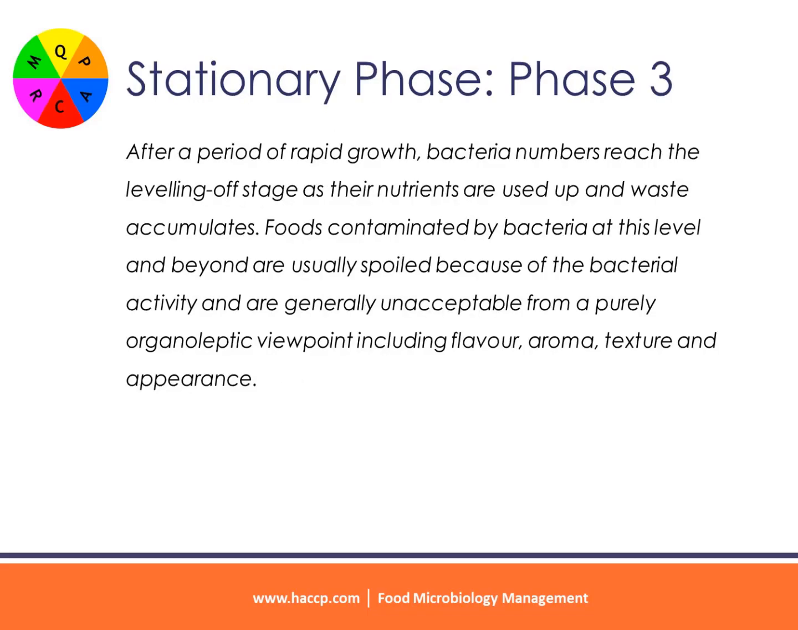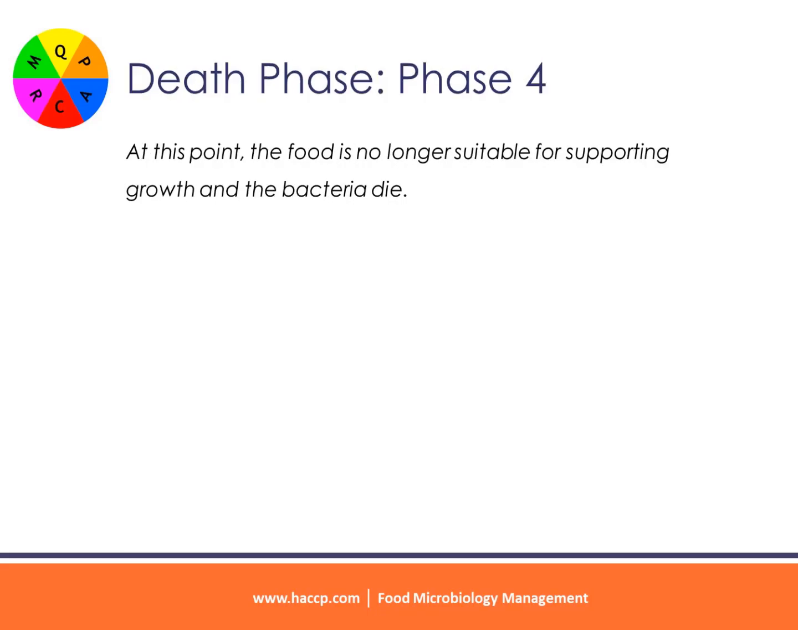Stationary phase, phase 3. After a period of rapid growth, bacteria numbers reach the leveling off stage as their nutrients are used up and waste accumulates. Foods contaminated by bacteria at this level and beyond are usually spoiled because of the bacterial activity and are generally unacceptable from a purely organoleptic viewpoint, including flavor, aroma, texture and appearance. Death phase, phase 4. At this point, the food is no longer suitable for supporting growth and the bacteria die.